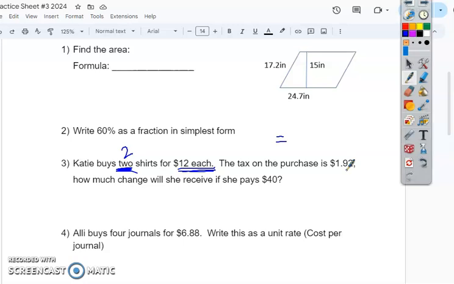Okay, so we're looking for the change. Before, we need to find the total of all these things. 2 of these plus tax first. Okay.